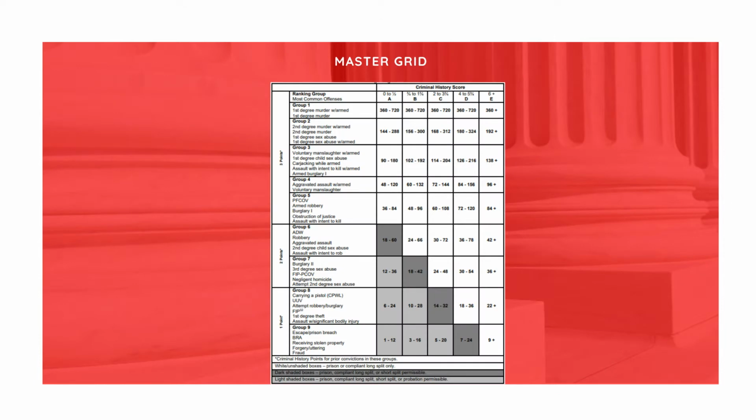We'll start with the master grid. The master grid is composed of two axes. The x-axis houses the criminal history score columns organized A through E. The grid also features a y-axis that contains 9 master groups. These master groups rank the most common offenses by severity level.